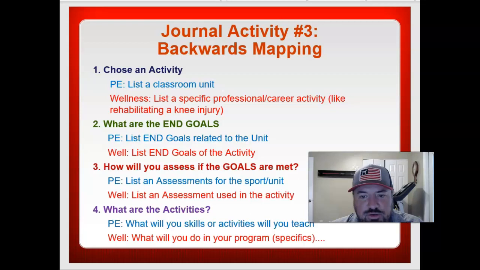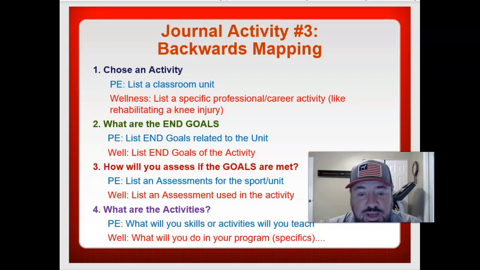In wellness, if you're doing a career or professional related activity, what would you do in your program? If you're rehabilitating a knee, what would be a bunch of the exercises you would do to help rehabilitate the knee? So remember, print this out, put it in your portfolio, bring it to class for discussion. There is not a Canvas portal for this activity. If you have any questions, give me an email.